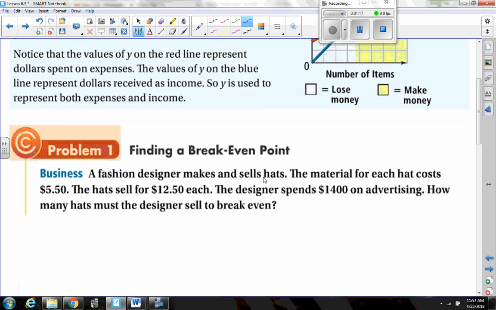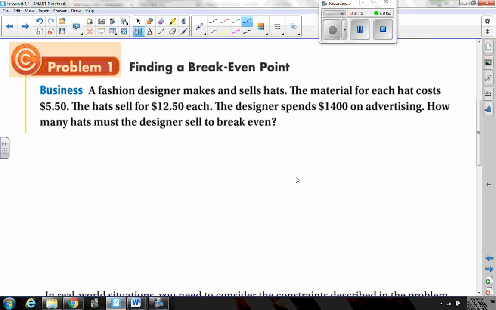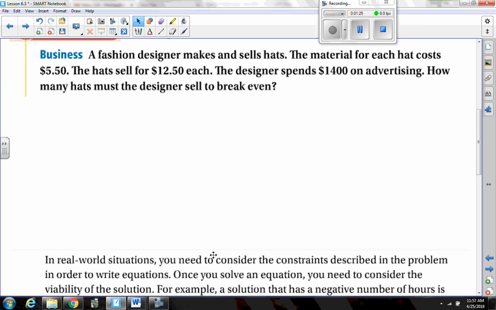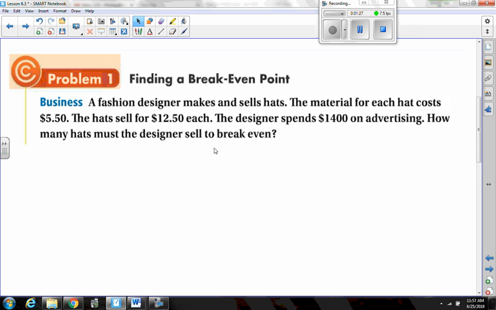So for example, if we look at this problem here, it says a fashion designer makes and sells hats. The material for each hat costs $5.50. The hats sell for $12.50 each, and the designer spends $1,400 on advertising. To start with, how many hats must the designer sell to then break even on that cost of his advertising?